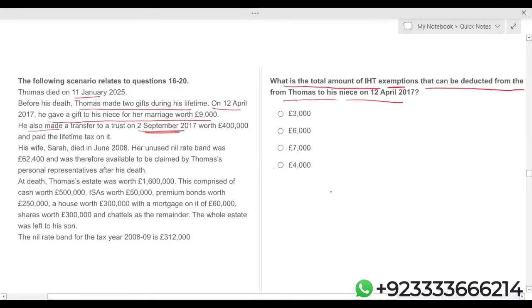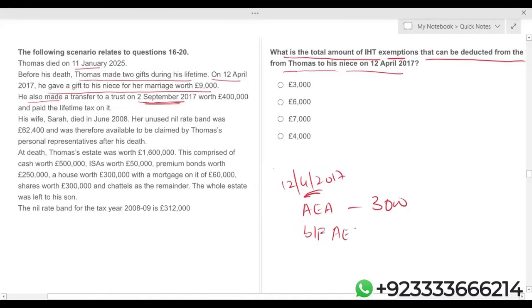Now listen. The gift was made on 12th April 2017. So first of all, the current year annual exempt amount of 3,000. Then the brought forward annual exempt amount, the unused annual exempt amount of the previous tax year, plus marriage exemption of 1,000 pound in case of niece. So the maximum Thomas can deduct is 7,000. 2 annual exemptions, current year and the previous year, and 1,000 is the marriage exemption.